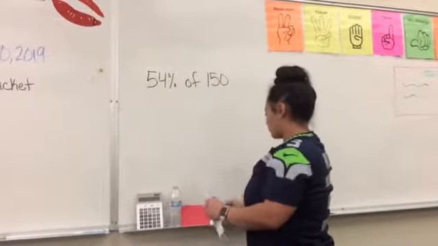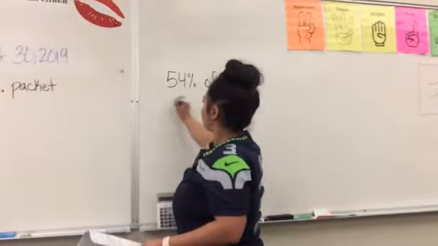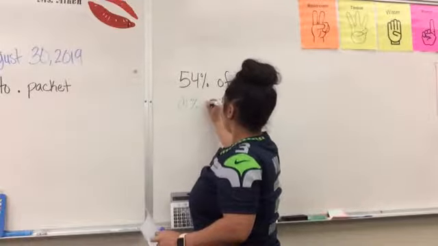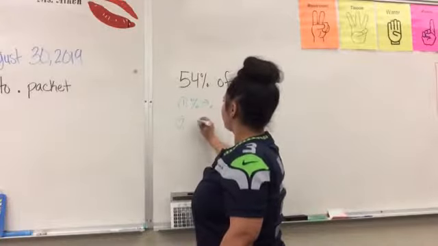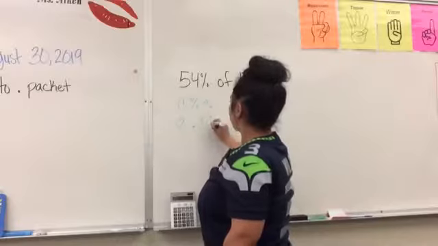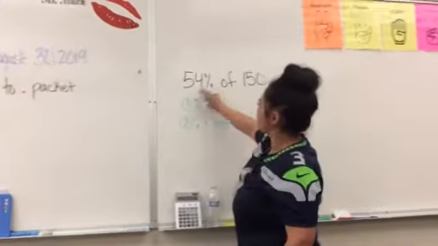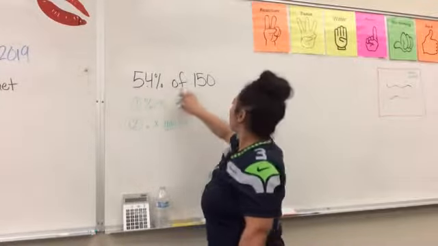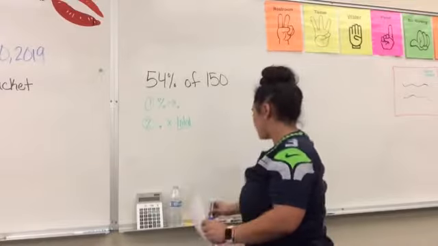As you recall, step 1 is to take the percent and turn it into a decimal. And step 2 is to take the decimal that we got from here and multiply it by the total of whatever we are talking about. In this case, our percent would be the 54%, and our total would be 150. So we're going to go ahead and do this.